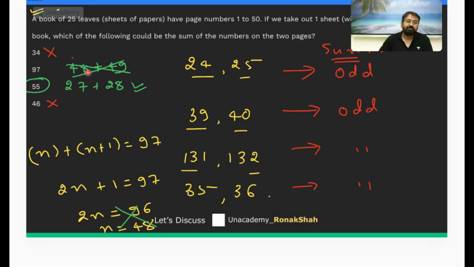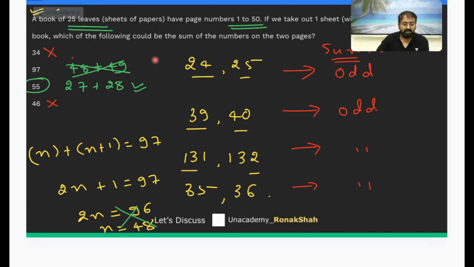Have you understood? Many of you might say, okay, sir, 47, 48, 48, 49 is also possible. No, but it's clearly mentioned there are 25 leaves and there are 1 to 50 page numbers. So on the first leaf page, the number should be 1 and 2. Second should be 3 and 4. So last page should have 49 and 50. So 48, 49 cannot be together. 49 and 50 will be together.